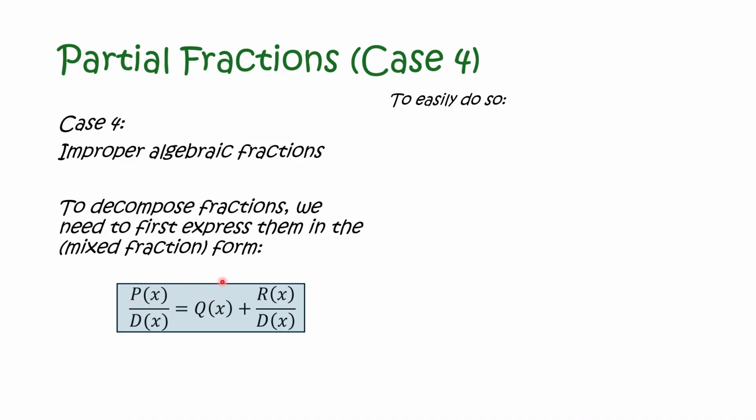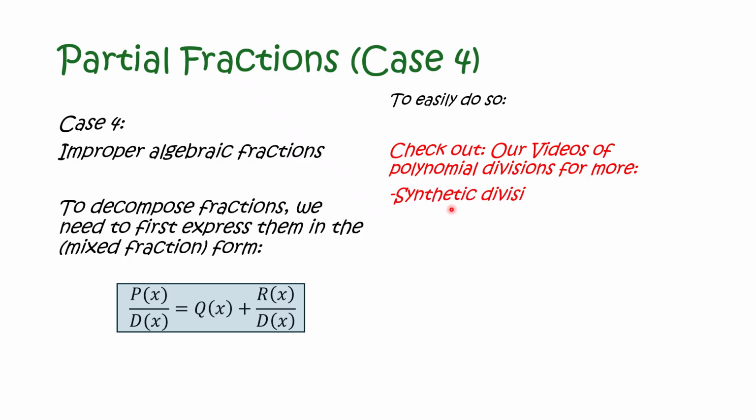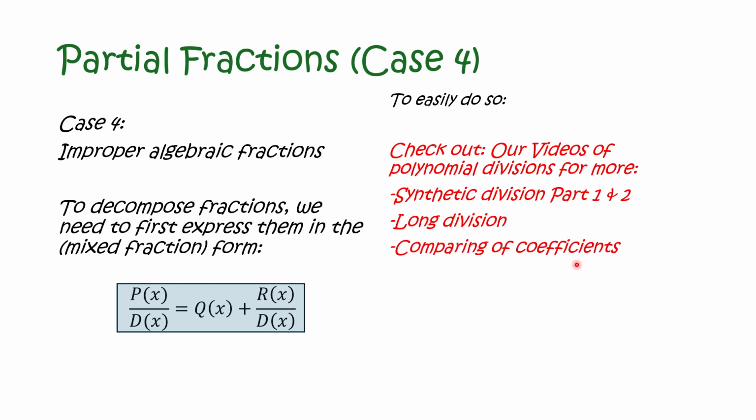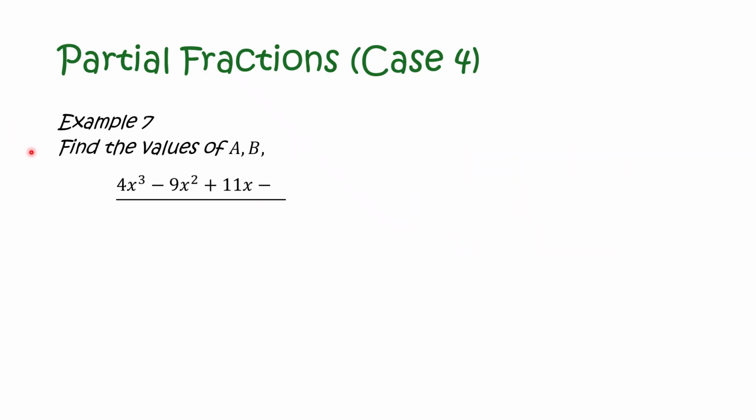So to easily do so, that is to make improper algebraic fractions be mixed fractions, that is with the quotient plus the remainder over the divisor. Please check out our videos on polynomial divisions for more. We covered the synthetic division, part 1 and part 2. We also covered long division. We had comparing of coefficients and the area model. All this can help out in making sure that you have proper algebraic fractions.